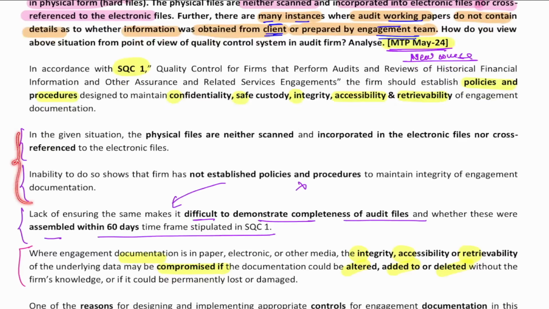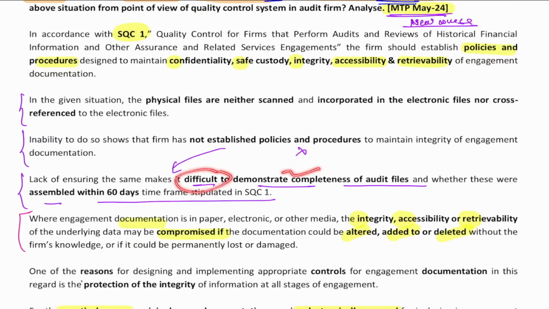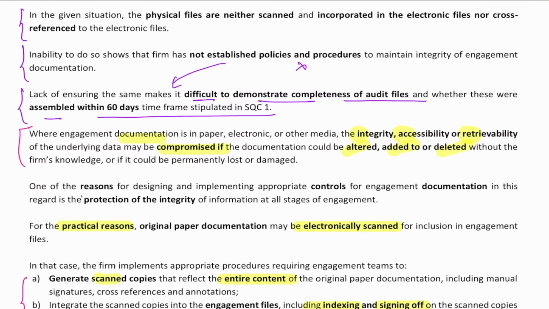Then the facts of the case. Physical files are not scanned, not incorporated in the file, no cross-referencing, no policies and procedure. So it is difficult to show that audit files were completed and assembled within 60 days. Then, sir, the topic that we discussed, documentation in paper or electronic forms. IR means integrity, accessibility or retrievability can be compromised if they are altered, added or deleted.